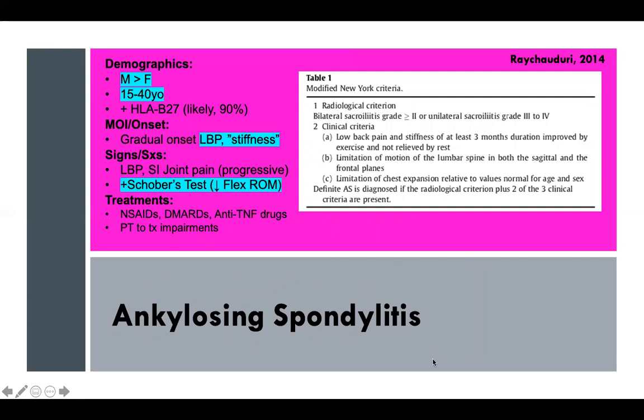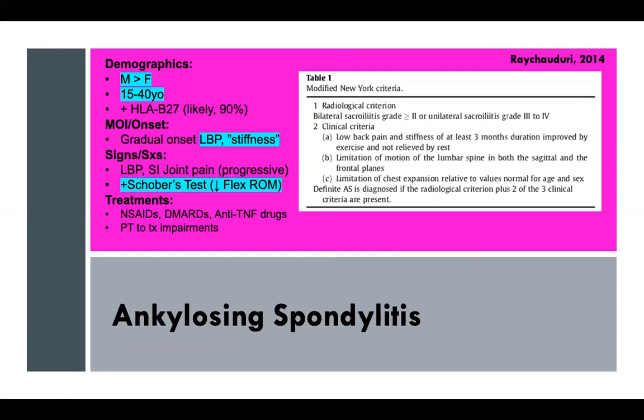Moving on to ankylosing spondylitis. As we highlighted earlier, spondy refers to the spine, itis, inflammation. Ankylosing is the progressive marching upward and fusing throughout the spine. It's more common in males than females. At 15 to 40 years old, as we see, this is usually a younger onset. So prior to the age of 40 is usually the onset that's described.